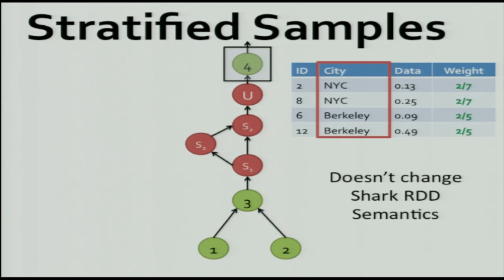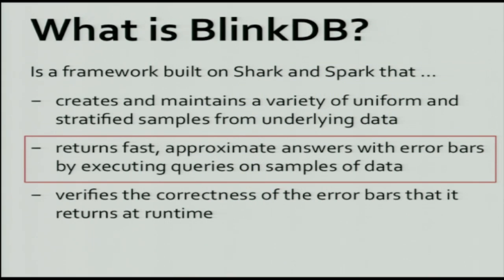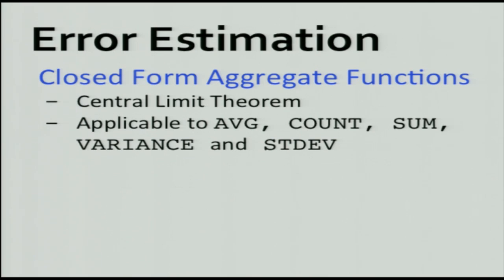So one thing to notice here is how useful Catalyst is in actually rewriting this query plan. In both these cases, when we are inserting these operators in the query graph, we can actually just write functional dependencies in order to generate parts of these query plans and do this seamlessly. The second aspect of BlinkDB is to return fast approximate answers with error bars by executing these queries on samples of data. Now, to estimate the error, there are 2 standard techniques. First, you can have something like closed form aggregate functions, and the sampling error for those functions is governed by the central limit theorem.